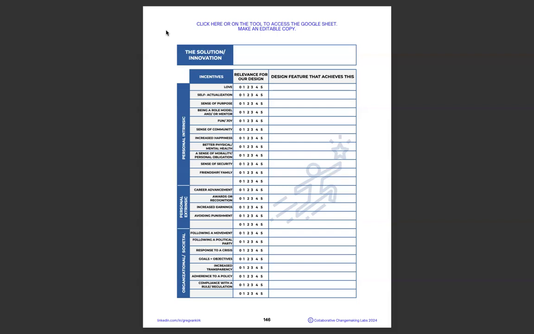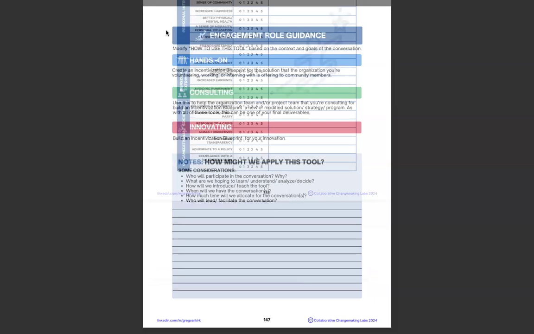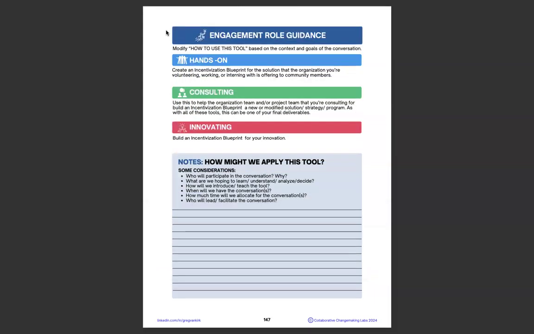Now, if you don't have many incentives, right, you're going through the relevance for your design, you're just designing something, you may want to think about, well, let's make sure that we have certain ones that are relevant that maybe don't exist already. And with that, you're going to want to maybe put 5 is high. That's going to be really relevant for us. And then we're going to have to come up with a design feature that achieves this. What might help us to achieve this? So that is our incentivization blueprint.